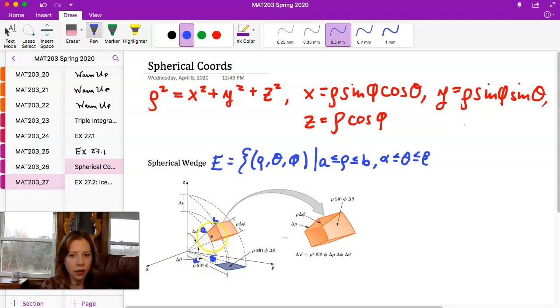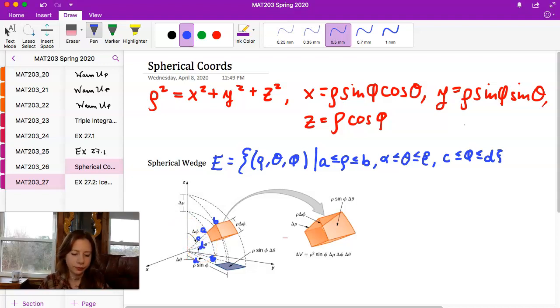And then we're going to also have our phi, and for phi we're going to have C is less than or equal to phi is less than or equal to D. Okay. And so with phi, what we're doing is, this angle right here would, for example, be C, and down to here would be D. Okay, so we're in 3 space.